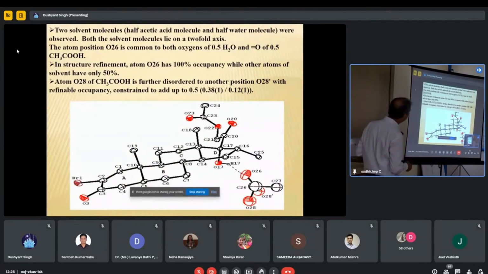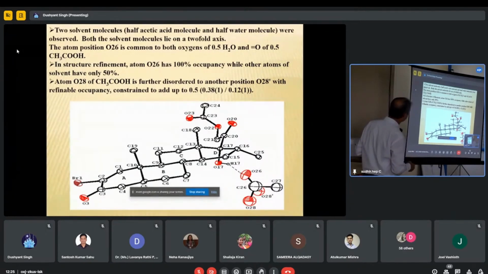So now what happened? This oxygen has one occupancy. All other atoms of the acetic acid molecules have 50% occupancy. Now it is not just the oxygen of acetic acid, 50% occupancy of water solvent is also present. So this oxygen is 50% belonging to the acetic acid, 50% belonging to the water solvent.